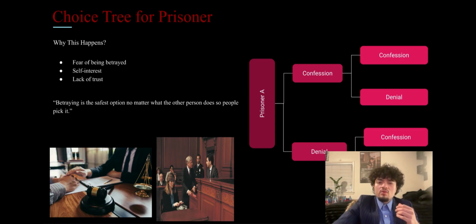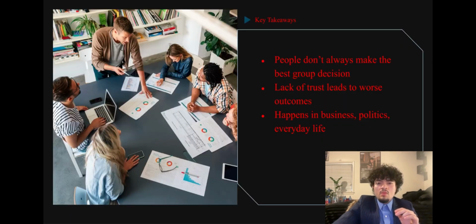You might ask yourself, well, if 70% of people are betraying, why does this happen? Fear of being betrayed, number 1. Self-interest, lack of trust, and lack of communication is a big one. Betraying is the safest option, no matter what the other person does, as previously shown in the matrix. The key takeaways from this: people don't always make the best group decisions. Lack of trust leads to worse outcomes, and this happens a lot in business, politics, and everyday life.